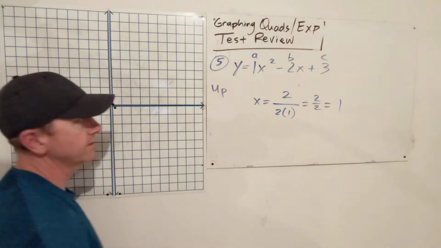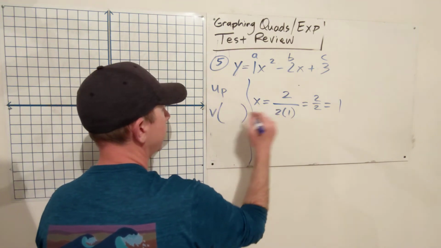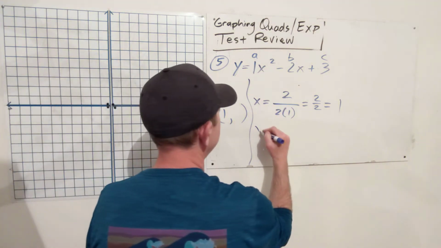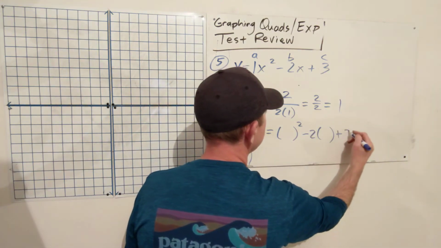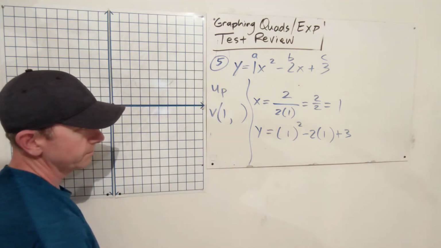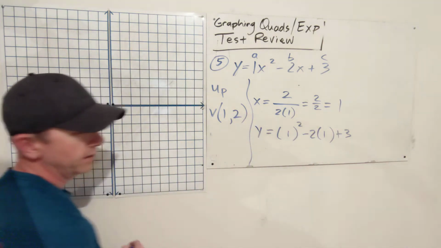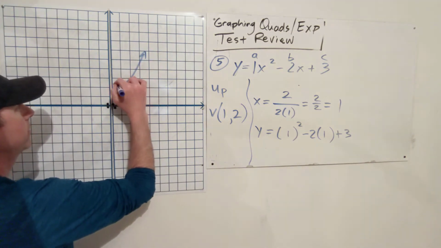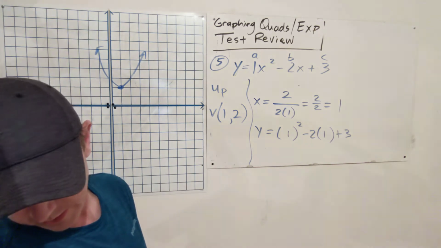So the x value of our vertex is 1, because the key things we need are: does it open up or down, and what is the vertex? Then we plug it back in to get the y value, just like we did on the table: blank squared minus 2 times blank plus 3. So I fill in the blanks with my x value, the 1 right there. Use your calculator, we get 1, 2. So the correct answer is going to be the one with the vertex at 1, 2 that opens up. So it goes like that. Okay, so there that is.